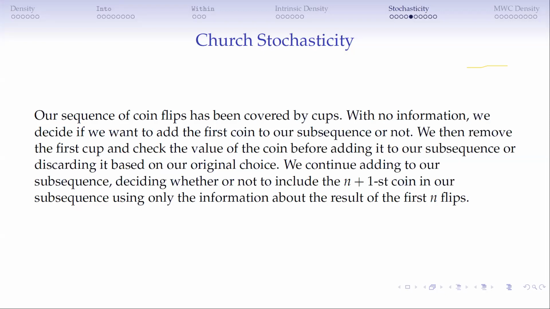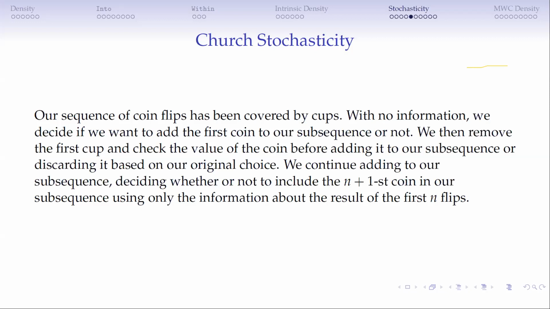Another famous notion of stochasticity that you'll find in the literature is Church stochasticity. Here the idea is we've taken our sequence of coins and we've covered them up by cups, so we can't see what the values of the coins are. The first thing we have to do is decide whether or not we want the first coin in our subsequence. With no information, we just decide to take it or leave it. Once we make that decision, we look under the cup and see what it is. Then we can't change our decision knowing that value; our decision stands.